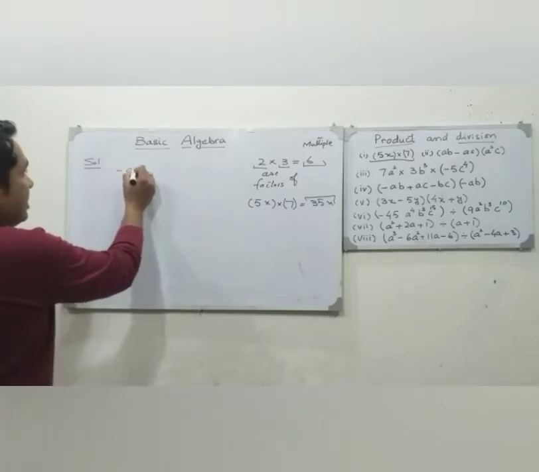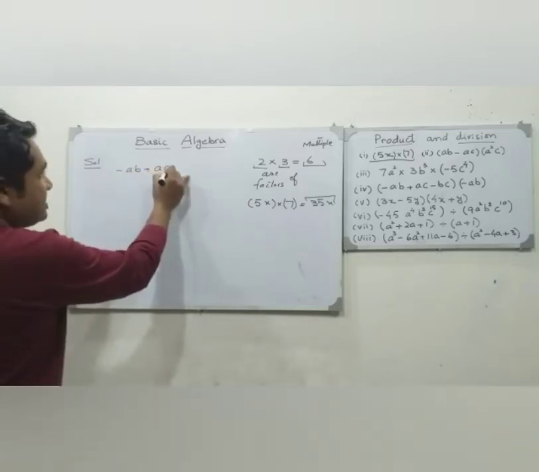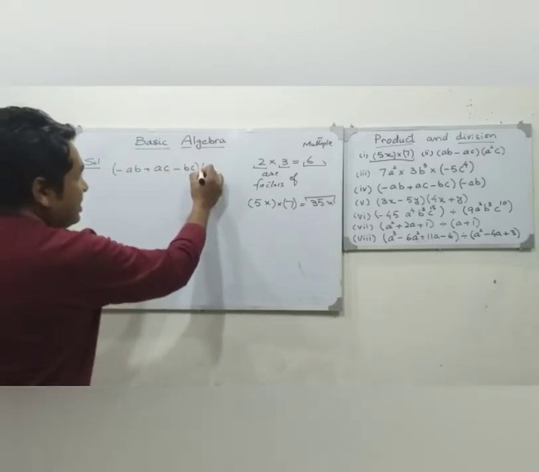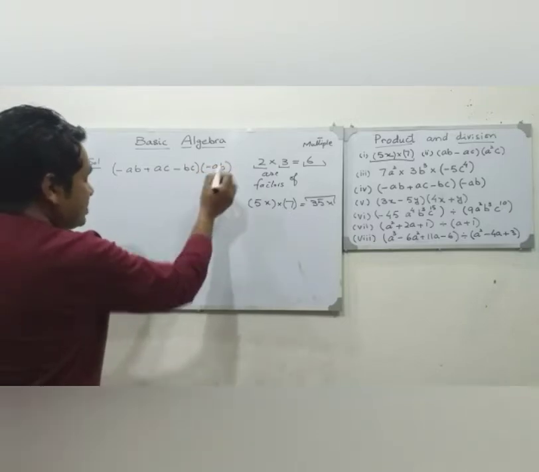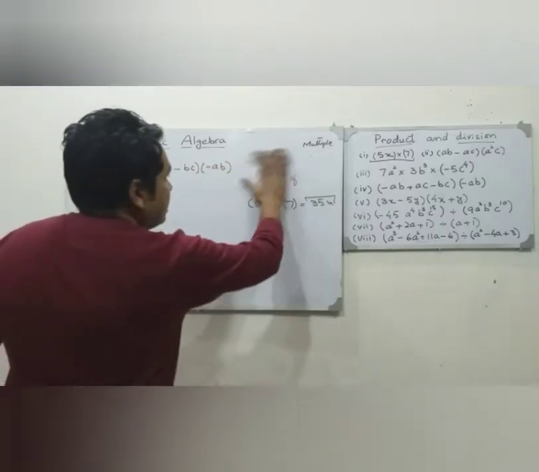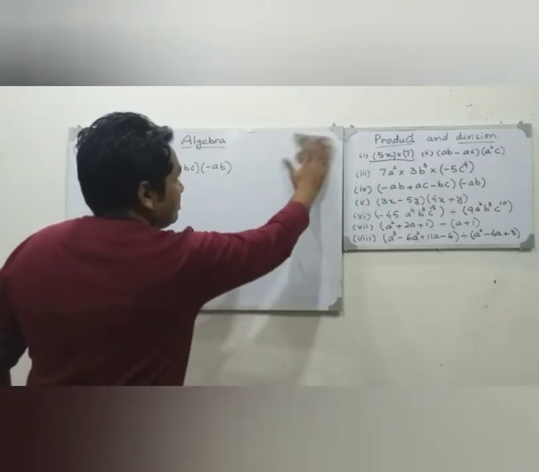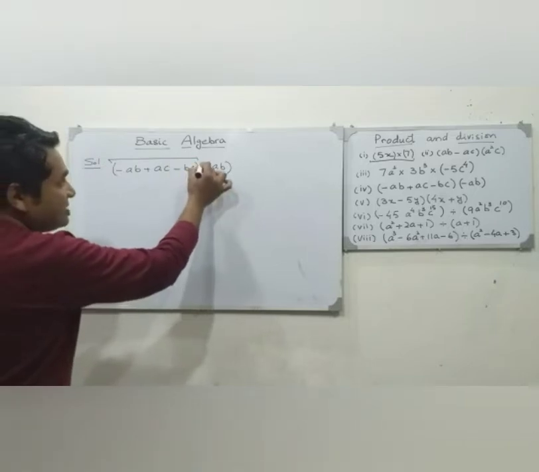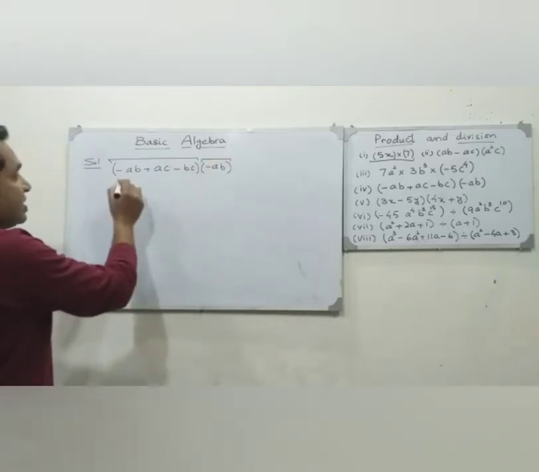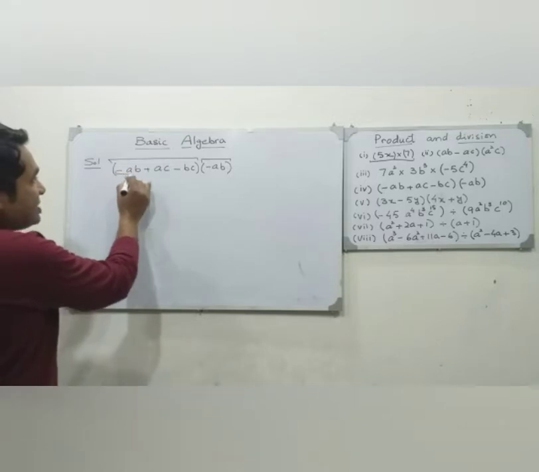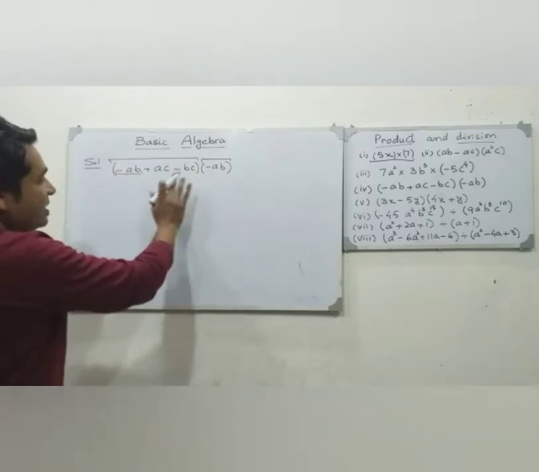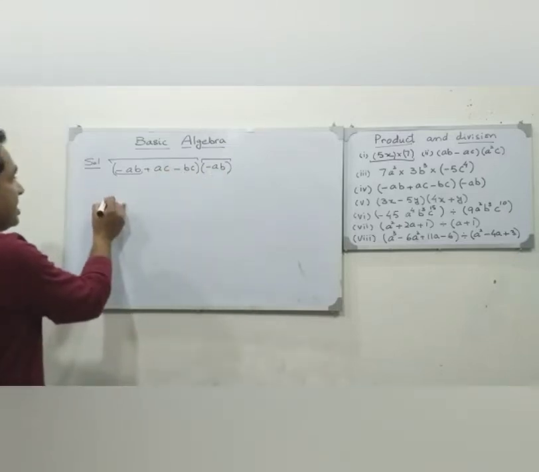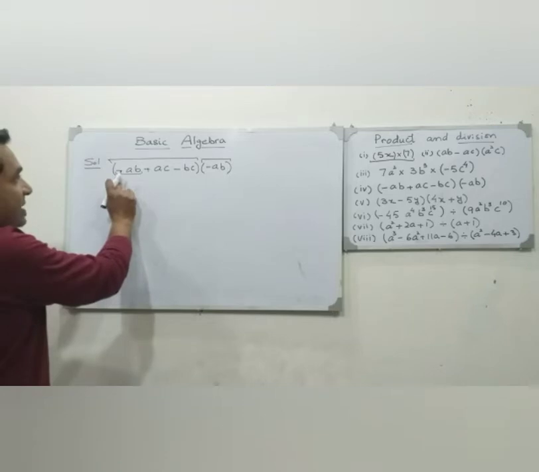Part number 4 is minus AB plus AC minus BC into minus AB. So this is the product given to us, and we are going to find its answer. This whole expression is multiplying with this. So the rule is that term wise, the first term will multiply with this first of all, the second term will multiply with this, the third term will multiply with this, and you can see that first of all we multiply the signs.